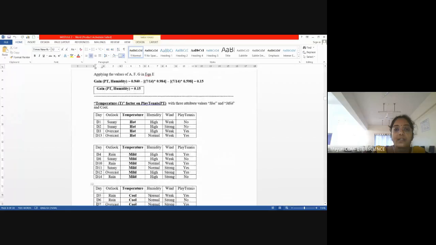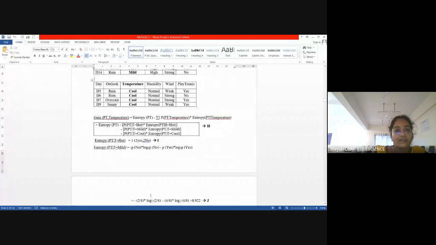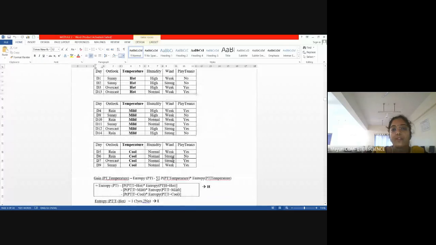Coming to temperature, it has 3 values. Same actually, but you are doing it for 3 values, that's all. Here you can easily say out of 1, 2, 3, 4, 4 out of 14. This is also 4 out of 14. This temperature is 6 out of 14. Into the respective entropies. What is the entropy of temperature? Looking at the play column and its values, you tell me.